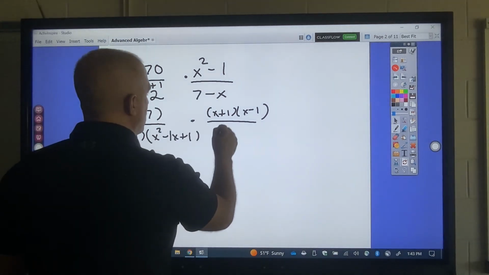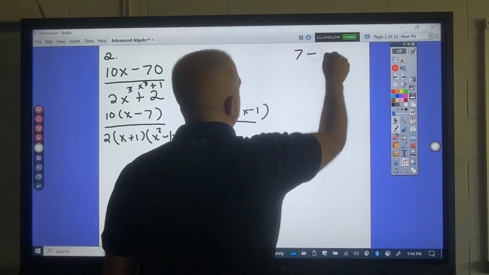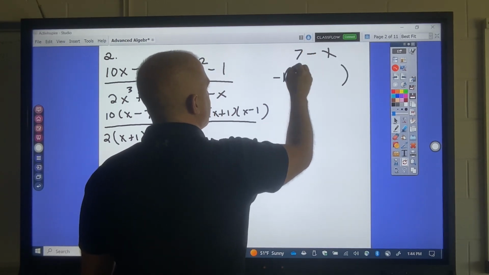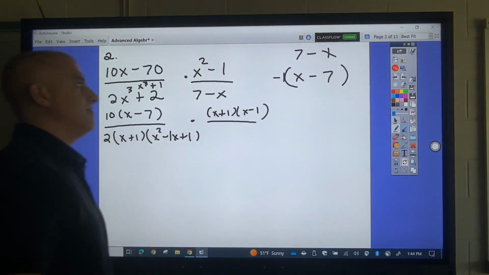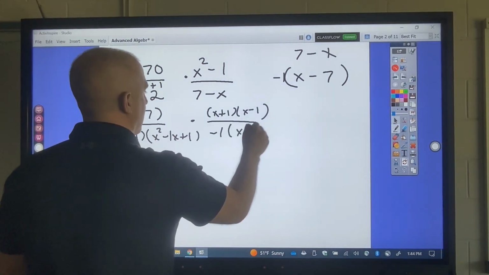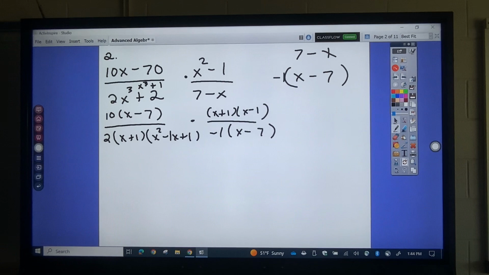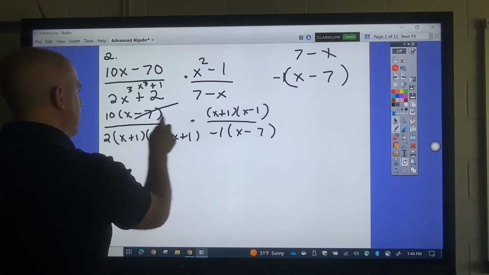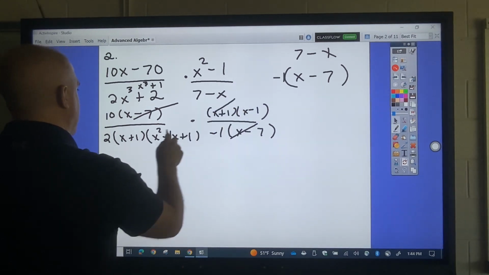So when I have this situation, I can take out a negative and flip this order around to be x minus 7. What that does is keep the math good. It allows me to eliminate any like factors. Vertically here, no, but diagonally x minus 7, and diagonally x plus 1.